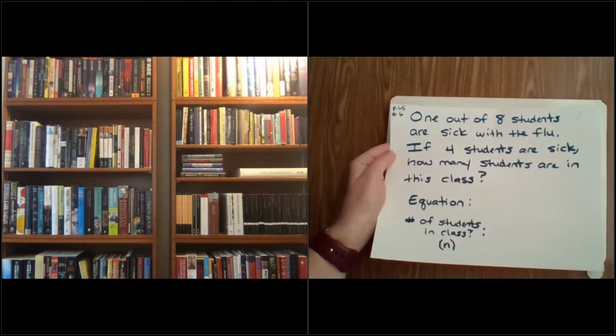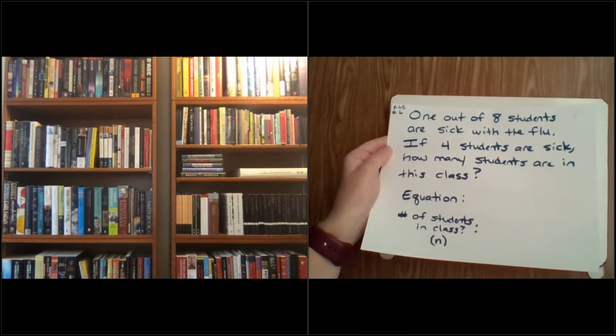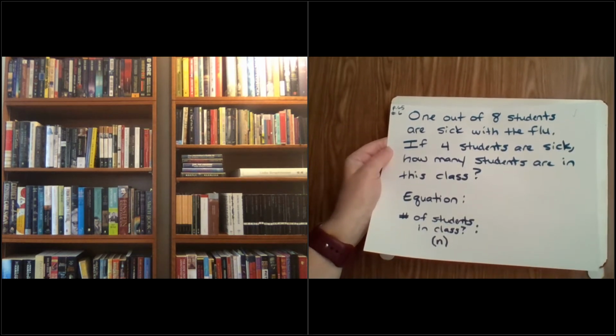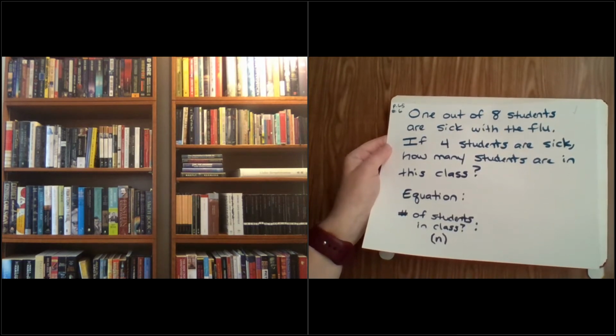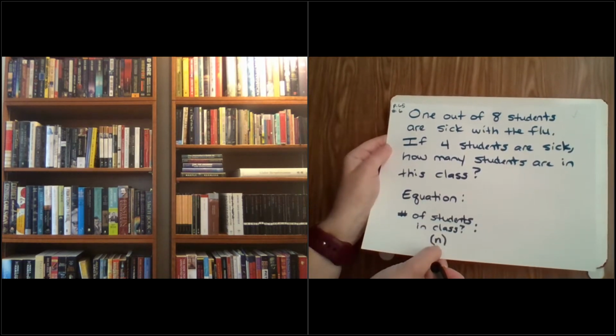This one, if you had the packet, is page 65, number 6. It says 1 out of 8 students are sick with the flu. And I did not make this up. It was actually in the packet. If 4 students are sick, how many students are in this class? This time they want us to write the equation and solve for the number of students in the class. And again, they chose our variable for us. They said, let's use the letter n to represent the number of students.